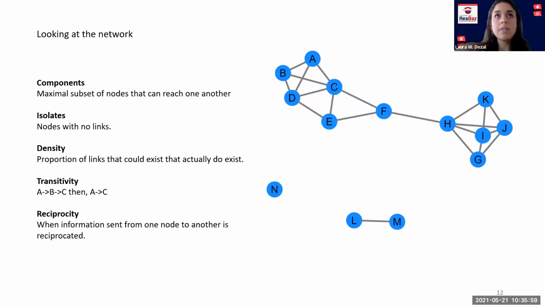In more advanced network analysis, it looks at what if A and C are enemies, and how does that work for the network. For the basis of our workshop, we're going to look at transitivity as friends of a friend of a friend. And reciprocity is when information sent from one node to another is reciprocated. And this is specifically for directed edges.